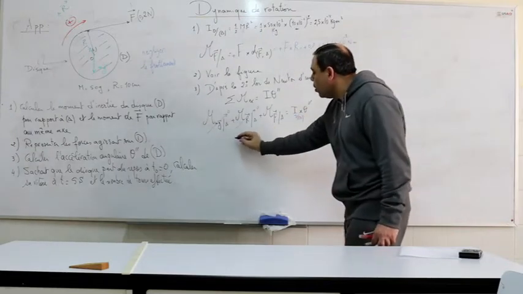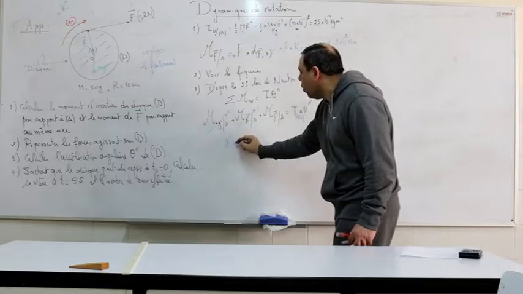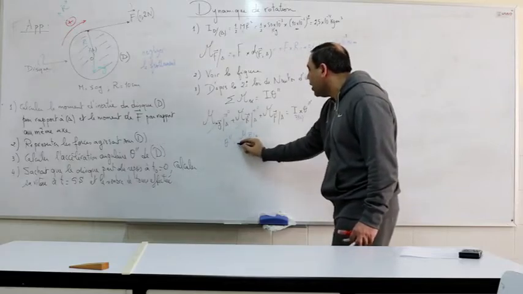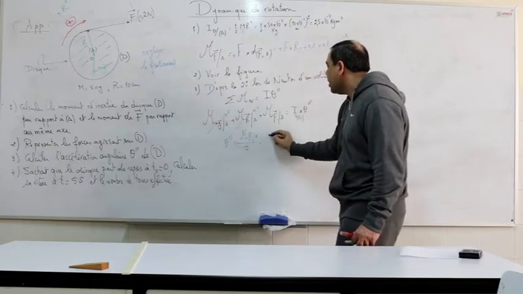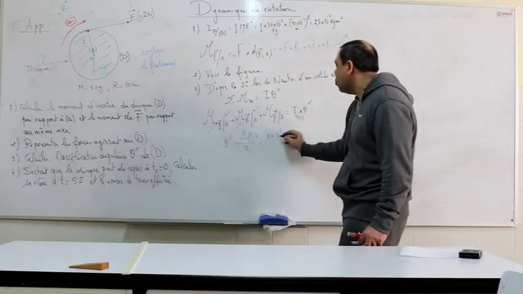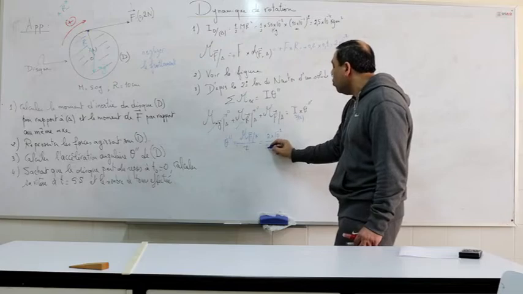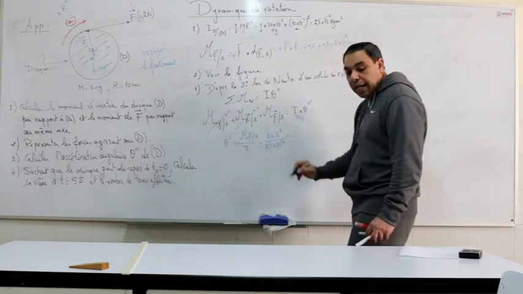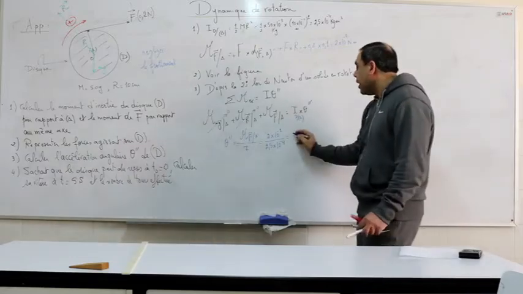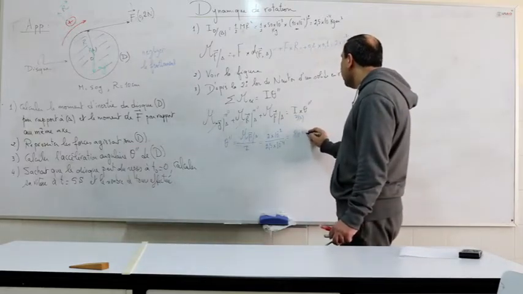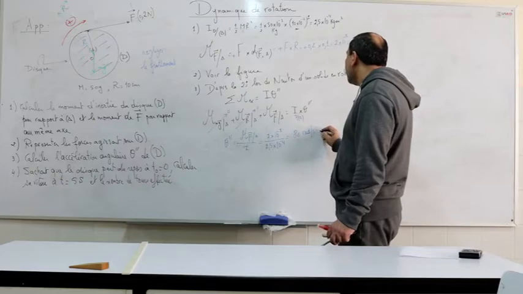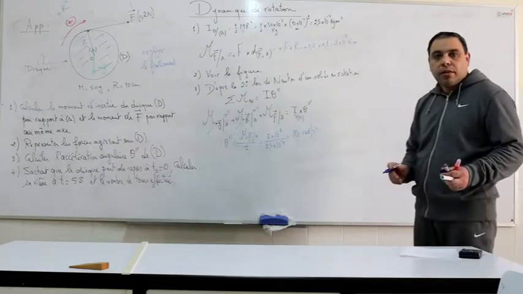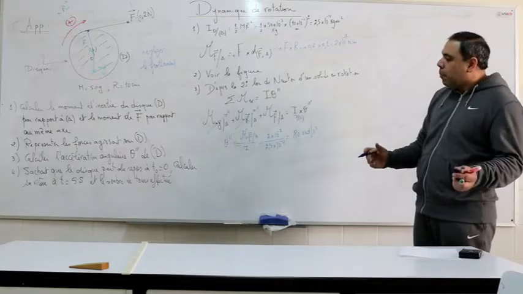Theta double prime equals the moment of F with respect to delta divided by I, which is equal to 2 times 10 exponent negative 2 divided by 2.5 times 10 exponent negative 4. And this is equal to 80 radians per second squared. This is easy, isn't it?